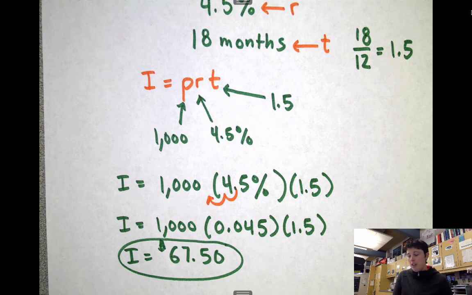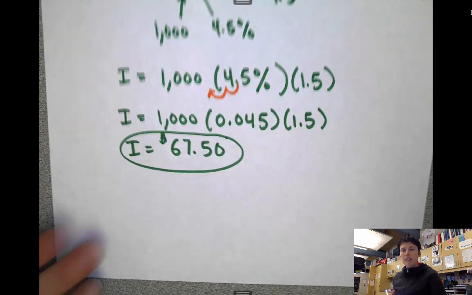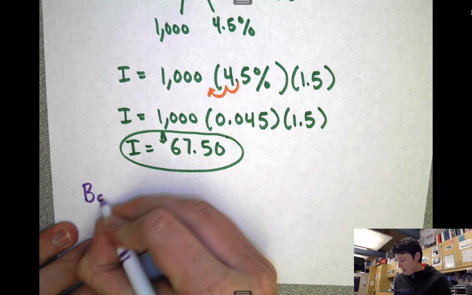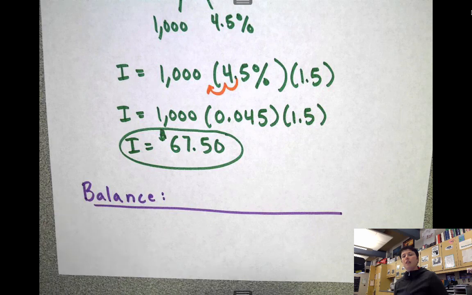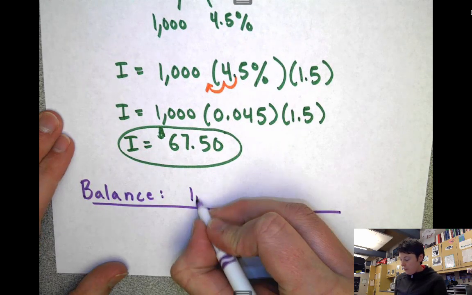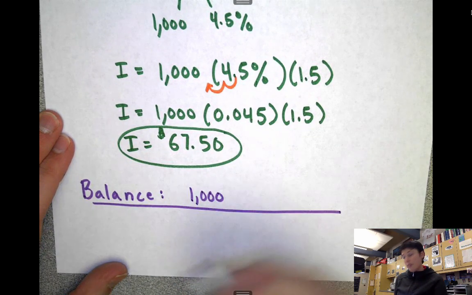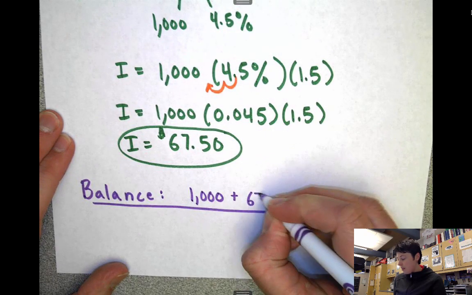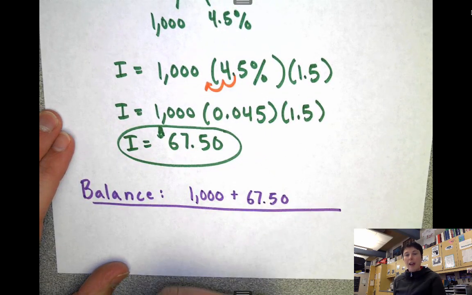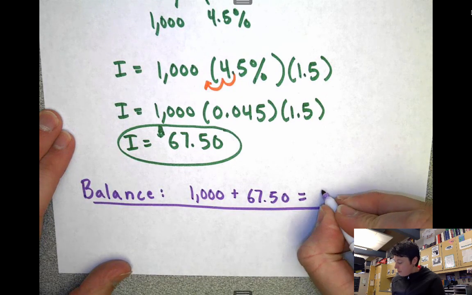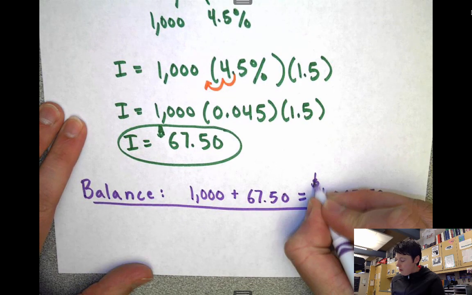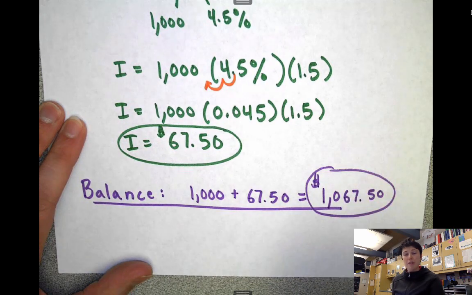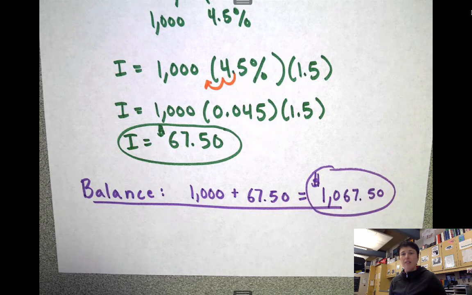So that's pretty sweet. So now I guess we better calculate what your balance is. So down below we're going to do our balance. Let's see, our balance. Well, we started with $1,000. The bank paid us interest. We earned $67.50. So if we add that up, we now equal our balance of $1,067.50. You just earned a lot of money for doing absolutely nothing other than letting your money sit in an account. That's a pretty good interest rate right there.